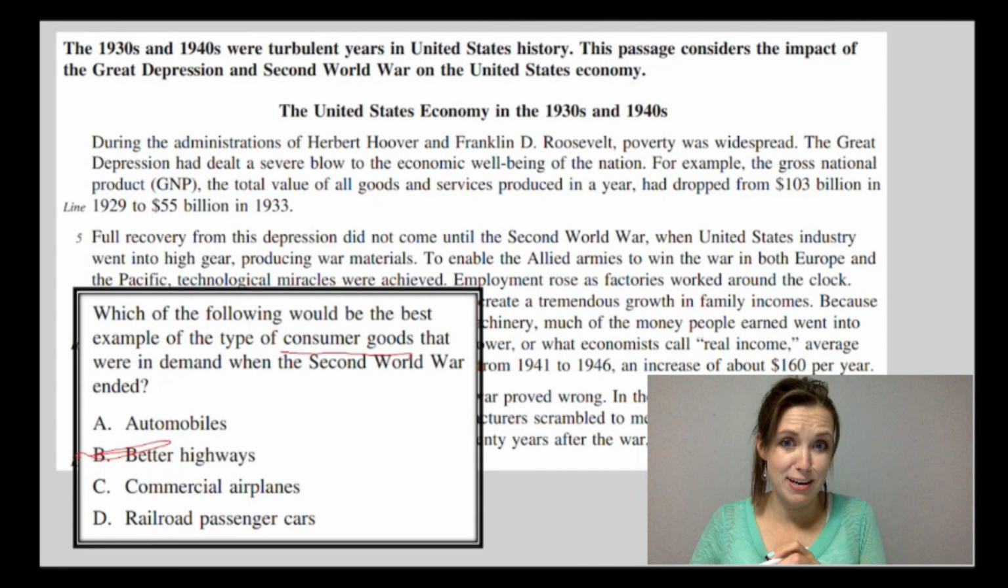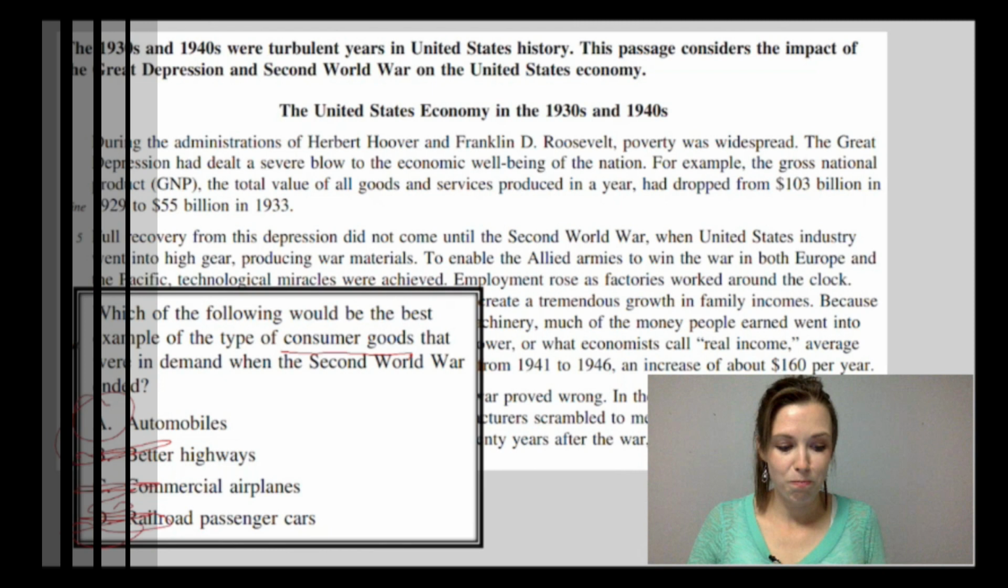No. Do we buy commercial airplanes? No, the companies do. Do we buy railroad passenger cars? No, those are all essentially services that we pay for. So the only consumer good that we would buy, or that consumers would have bought, would have been automobiles.